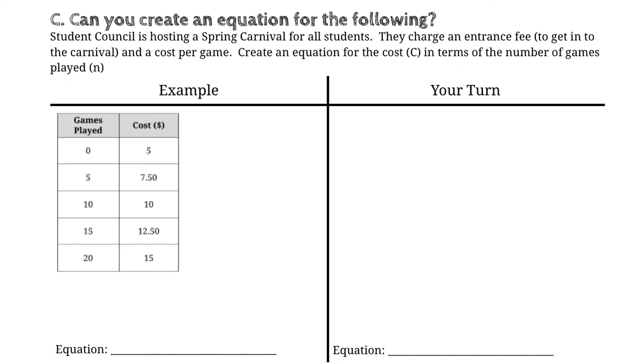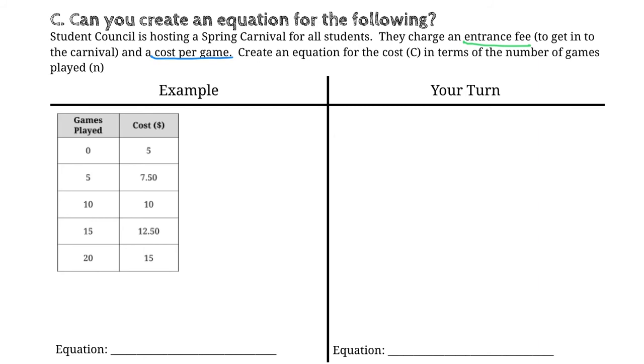So we know there's an entrance fee. That's just the flat rate, the starting cost. For 0 games, you are always going to pay that entrance fee. And then we have our rate of change, which is our cost per game. So all the information in this is given in our table of values.